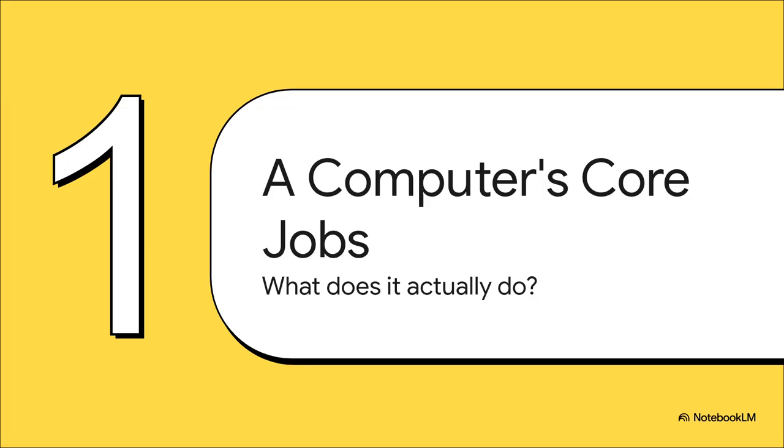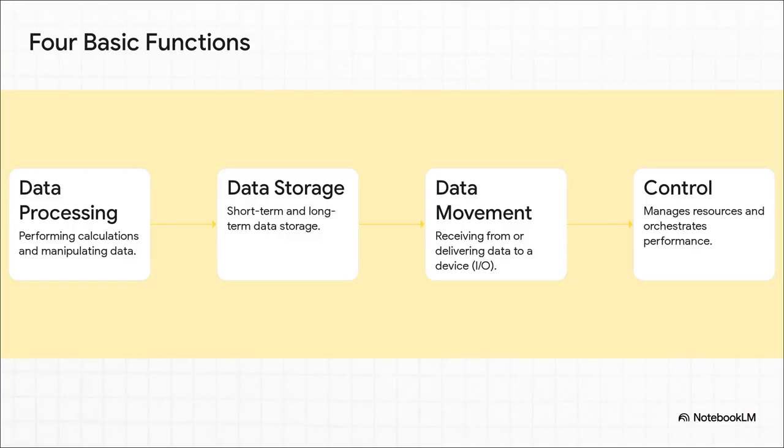So no matter what the blueprint looks like, or how fancy the building is, what are the fundamental jobs that every single computer has to do? Well, it turns out it all boils down to just 4 things. First up, data processing. This is the one we all think of, crunching numbers, manipulating data, doing the actual thinking.